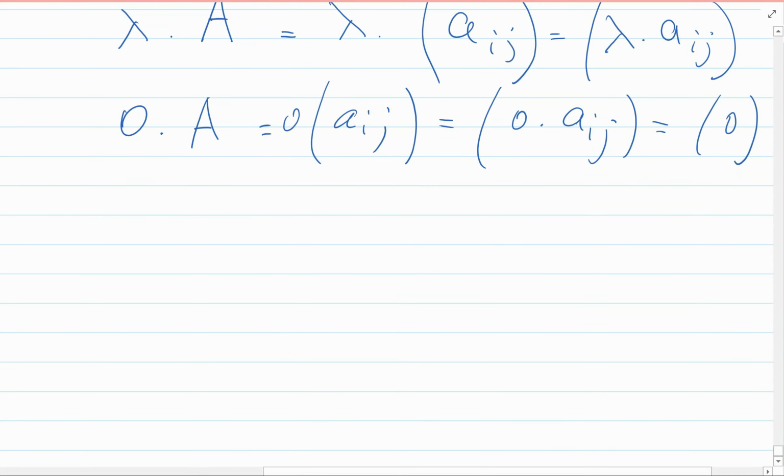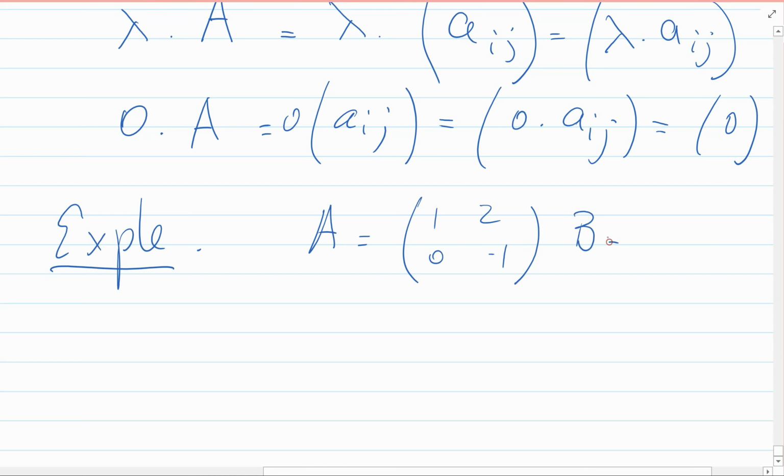So for example, just for the sake of it, if I give you A equal 1, 2, 0, minus 1, and B equal 1, minus 1, 3, 2. These are both 2 by 2, in other words, square matrices. Then if I multiply A by the number 3, and I add 2 times B, I can do that. Why? Because 3 times A will be a 2 by 2 matrix, 2 times B will be a 2 by 2 matrix. Therefore, 3A and 2B have the same size, and I can add them.